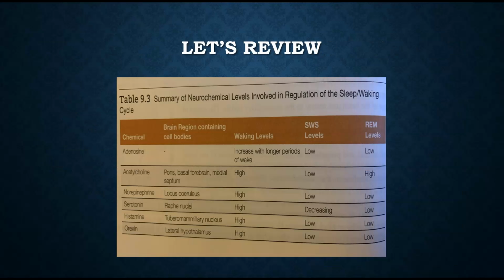So this table is in our textbook. It does a very nice job summarizing the different chemicals and the accompanying brain regions, along with the transitional levels between the flip-flop of when we are awake and when we are asleep, as well as differentiating when we are in slow wave sleep, SWS, or REM sleep, rapid eye movement.